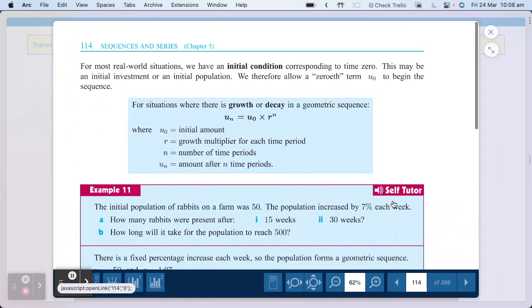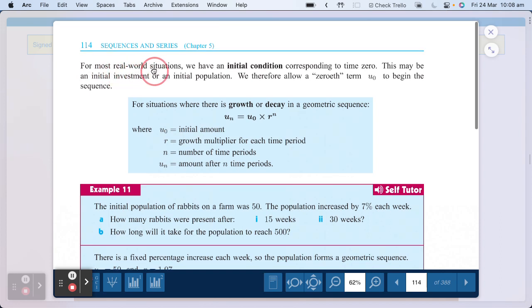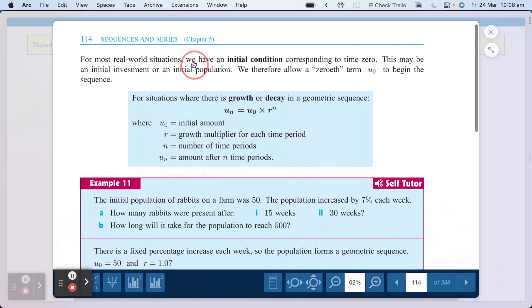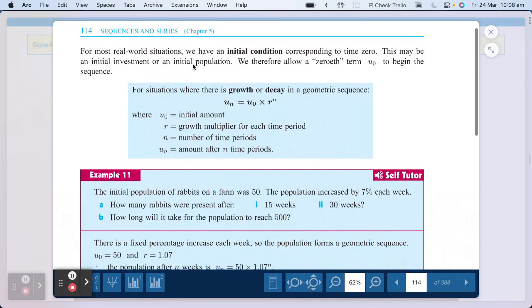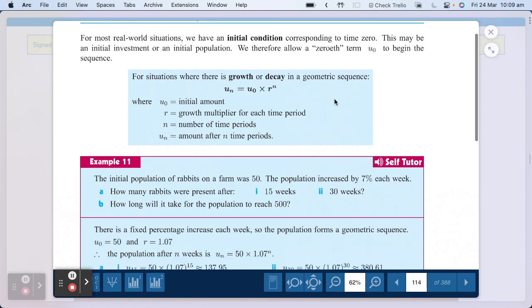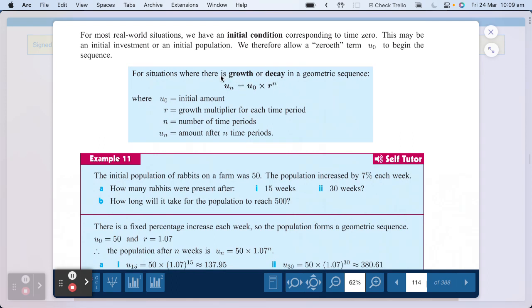My issue, so we're now on page 114 if you want to follow through, is that it now starts to depart a little bit away from our usual geometric sequencing. It says we have an initial condition corresponding to time 0. This may be an initial investment or an initial population. We therefore allow a 0th term to begin the sequence. So you can see here that this is basically the same as the geometric sequence general form.